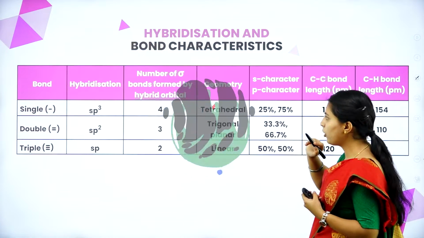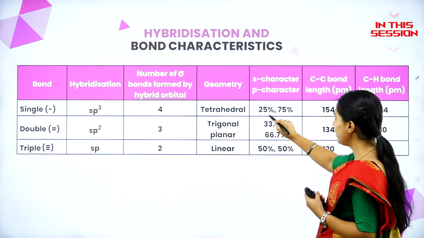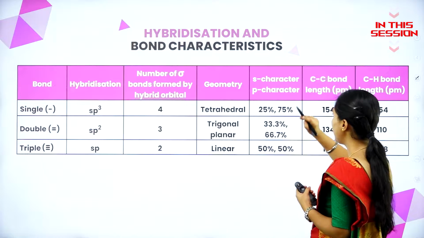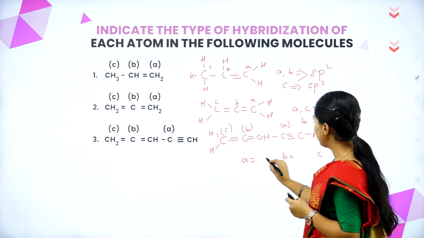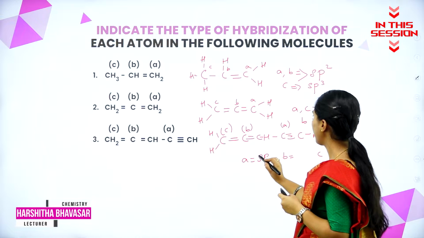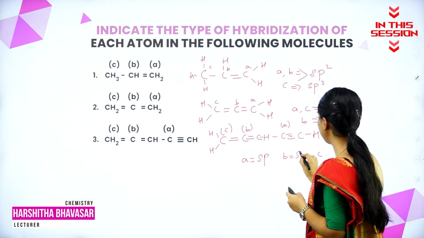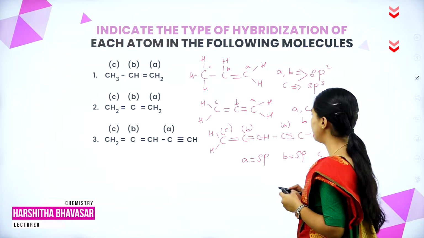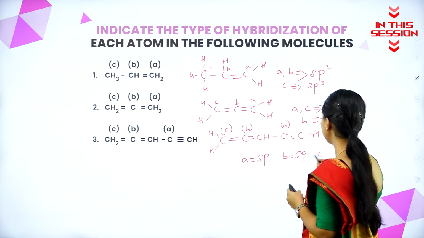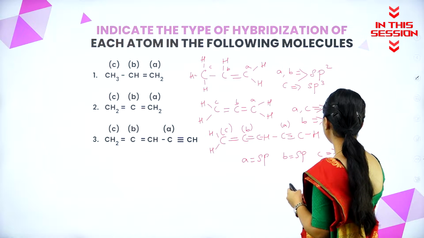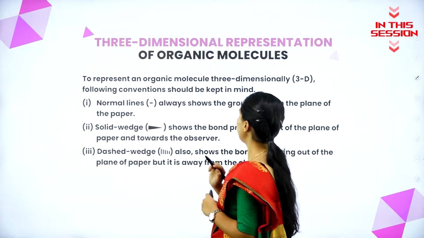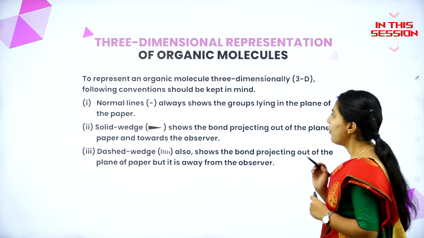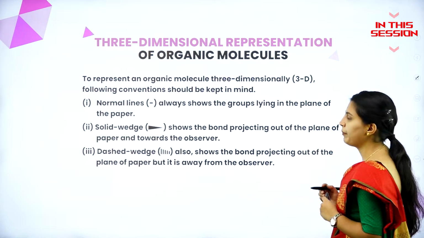In this sp hybrid orbital, s character will be 25%. In the sp3 hybridization, p will be 75%. A is sp because a triple bond is there. B here is once again sp because two double bonds are present on both sides, and C is sp2. To represent an organic molecule three-dimensionally, the following convention should be kept in mind.